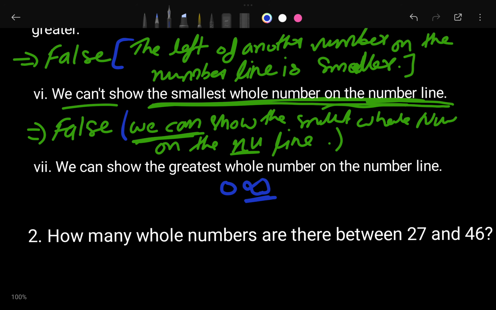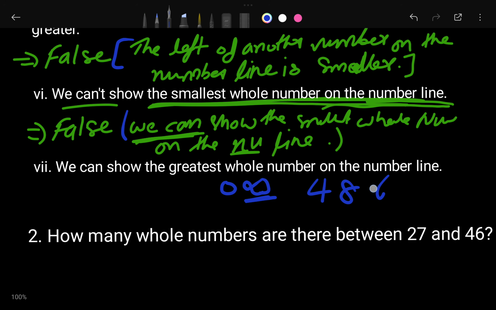If you say million, if you put another 0 on the million, it will become billion. If you say no, trillion is the greatest, so if you put more zeros on the trillion, it will become something different, some larger number. So that's why we cannot show the greatest whole number on the number line. It is not possible. He's saying that we can show the greatest whole number on the number line. In this whole world, anyone cannot say which number is the greatest.